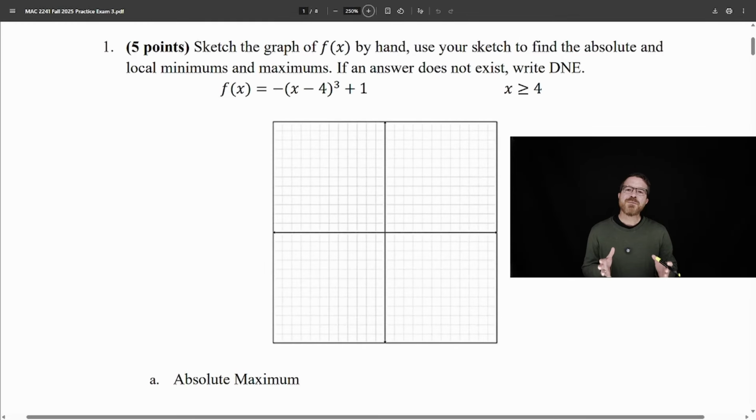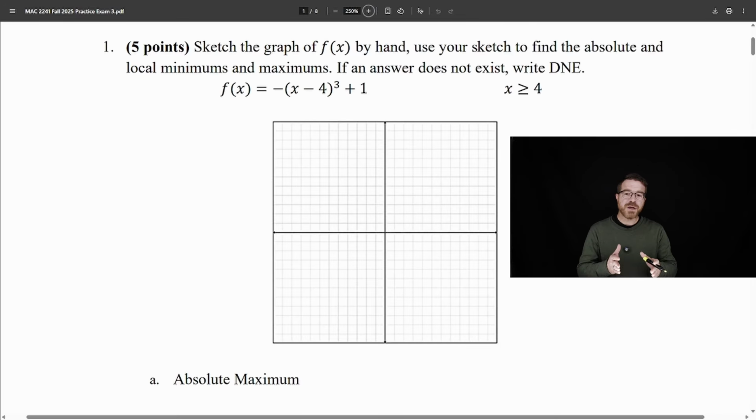Hello everyone, welcome to the review for exam 3 for calculus. In this exam, we're going to be covering topics like implicit differentiation, how derivatives affect the shape of a graph, maximums and minimums, both absolute and local, optimization problems, and antiderivatives.